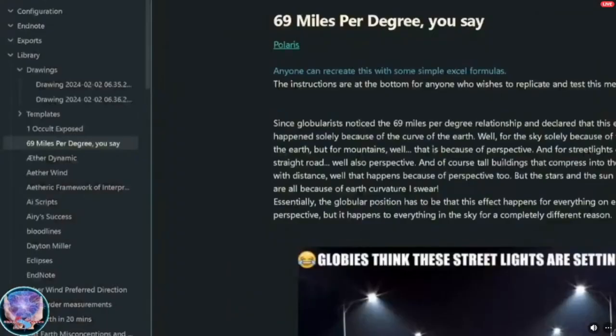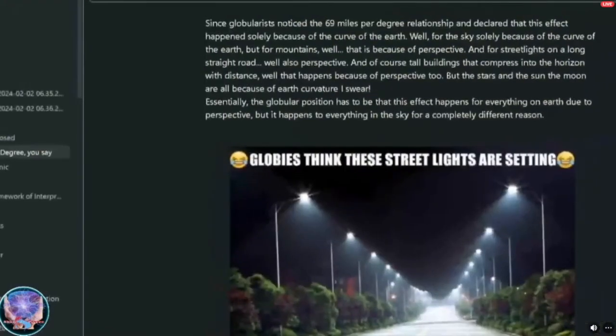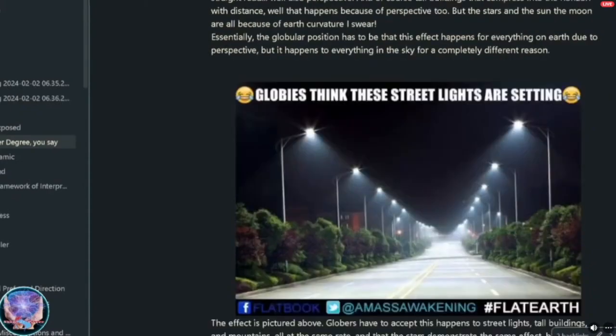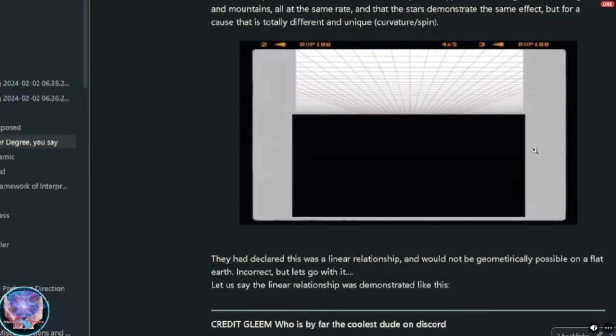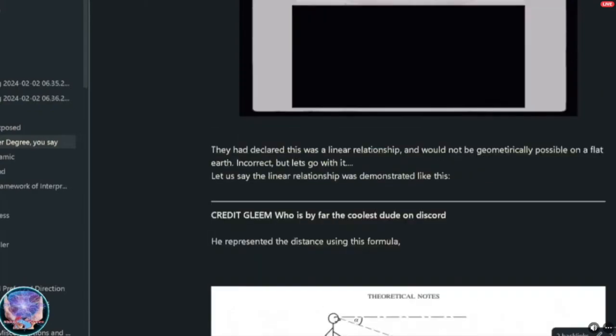And if we want to get down to where we're going to come at it from, they're saying everything in the world, mountains, trees, tall buildings, recede into the horizon proportionate to distance due to perspective. However, the stars recede into the horizon proportionate to distance for a completely different reason called curvature. So again, boats into the horizon, perspective. Trees, perspective. Mountains, perspective. Tall buildings, perspective. A field, perspective. Anything that does the same thing, perspective. But the stars, curvature. Got it. Okay, so that's where we start. We're going to aim to prove that that's nonsense.